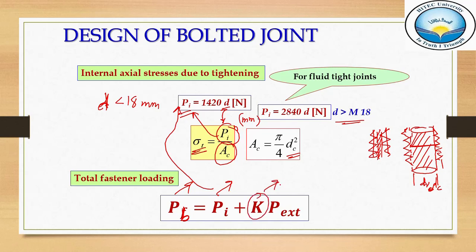Now K is a very interesting parameter. It's called the joint stiffness, or the joint constant. And P external is any force that comes due to pressure. Like if you tighten a joint, there will be some pressure going on. So the total fastener load is actually equal to the tightening load plus any external load, and that is transferred through the joint material.